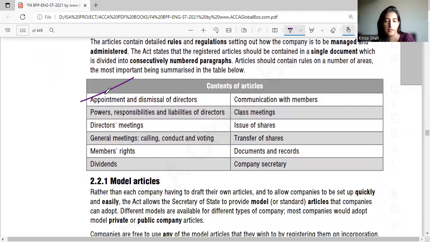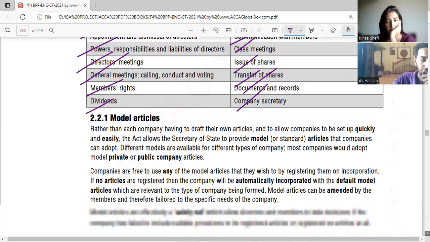Ali, are you there? Please read. Yes, ma'am. Content of article: appointment and dismissal of director, communication with members, power, responsibility, and liabilities of director, director meetings, general meetings, members' right, dividend. So the content will include all of this: how communication should happen in the company, class meetings, issue of shares, transfer of shares, documents and records, and company secretary. All of this will be mentioned in the article, so you can see how detailed these articles would be.